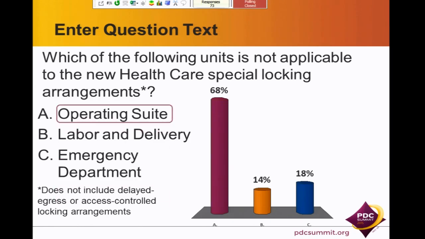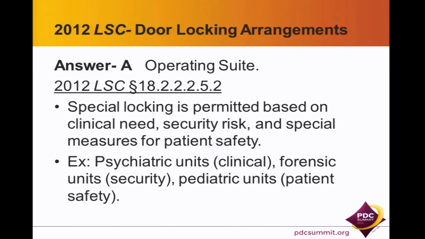Okay. All right. So, good job as a whole. The correct answer is A, operating suite. And the reasoning behind this is that special locking is permitted based on a clinical need, a security risk, and special measures for patient safety. So we've provided a few examples up here for those three different areas. However, operating suites are really just more of a general security need, so you'd need to use the access control or delayed egress, which would be an uncommon configuration.